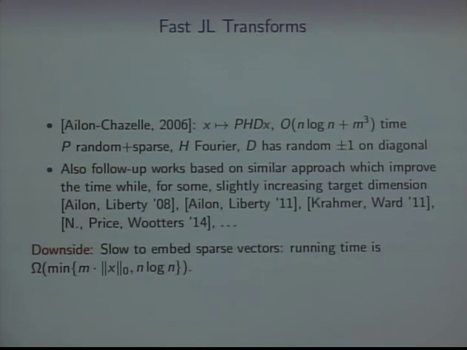But the downside of these works is that it's slow to embed sparse vectors. Kind of if you look at the proof of why these constructions even work in the first place, they sort of say, after I apply H and D to my vector, it'll be well spread with high probability so that the P matrix works. And basically what that means is you destroy sparsity to get the correctness of your algorithm. So they're not fast for sparse vectors.